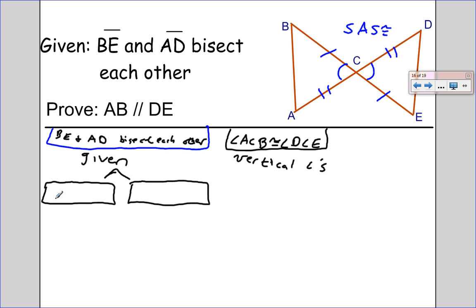From this first bisecting box, I have two different items I can put there. First off, I learned that AC was congruent to DC by definition of bisector. The bisector will cut something in half. Also that BC is congruent to EC. Same reasoning.